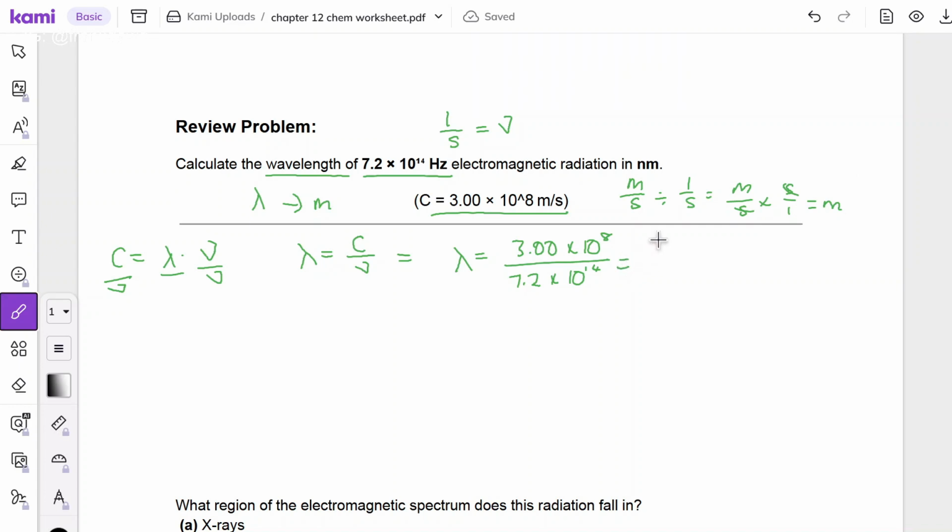When you divide these two numbers, you get about 4.17, I'll round it, times 10 to the -7 meters. And if you go back to the question, usually they do this a lot where instead of just leaving the answer in meters, they ask you to put the answer in the units they want. And right here, they're asking for nanometers.